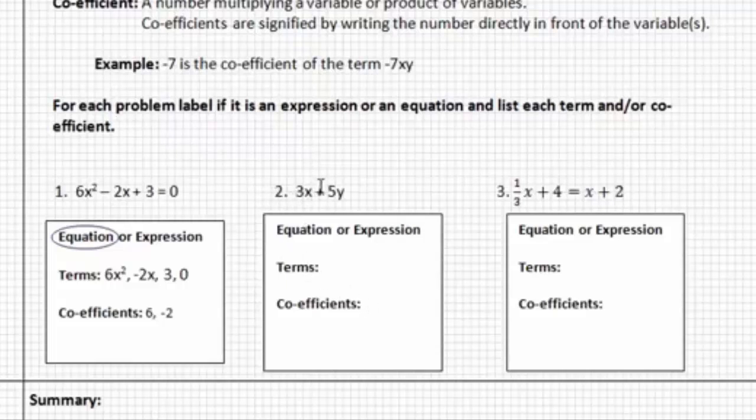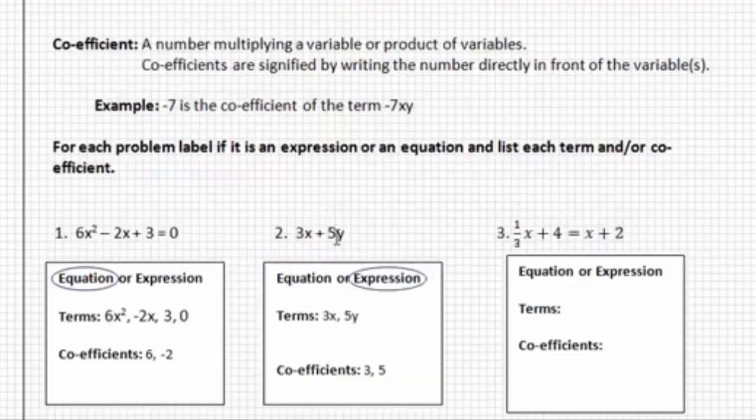Alright, so for number 2 we have 3x plus 5y. There is no equal sign, so it is an expression. And so I'll uncover my answers here. The terms are 3x and 5y, because that's where we see the symbol dividing the 2. The coefficients are 3 and 5, because those are the 2 different numbers being multiplied by a variable. The 3 is being multiplied by x, and the 5 is being multiplied by y. So it was an expression because there's no equal sign. It had 2 terms and 2 coefficients.